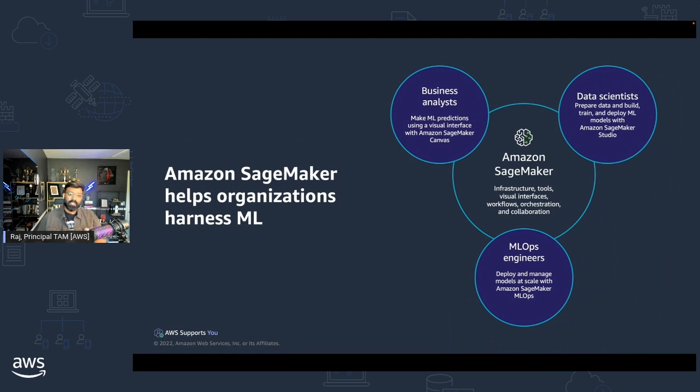So if you look at SageMaker, it is a comprehensive machine learning service that enables business analysts, data scientists, and ML ops engineers to build, train, and deploy machine learning models for any use cases, regardless of their ML expertise. Business analysts can make ML predictions using a visual interface using SageMaker Canvas. This is your point and click model creation service. Data analysts can easily prepare data and build, train, and deploy the machine learning models using SageMaker Studio. ML ops engineers can deploy and manage models at scale with SageMaker ML ops.